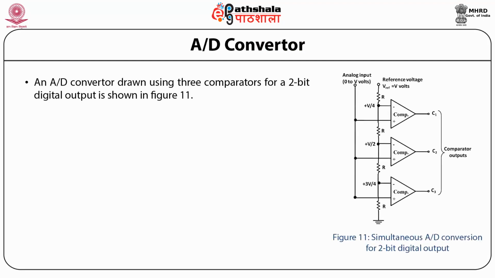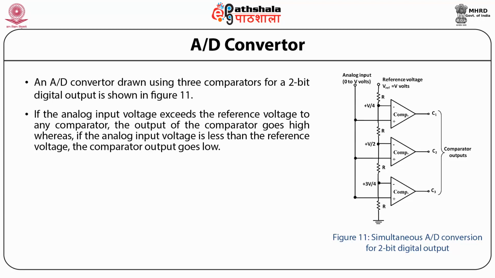Let us now discuss the circuit of an A to D converter. An A to D converter, which is drawn using 3 comparators for a 2-bit digital output, is shown in the figure below. We can see that the analog input serves as one of the inputs of all the comparators, whereas the reference voltage is another input to all comparators. If the analog input voltage exceeds the reference voltage to any comparator, the output of the comparator goes high, whereas if the analog input voltage is less than the reference voltage, the comparator output goes low.